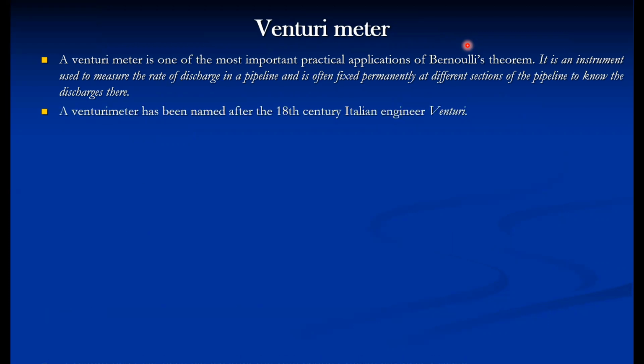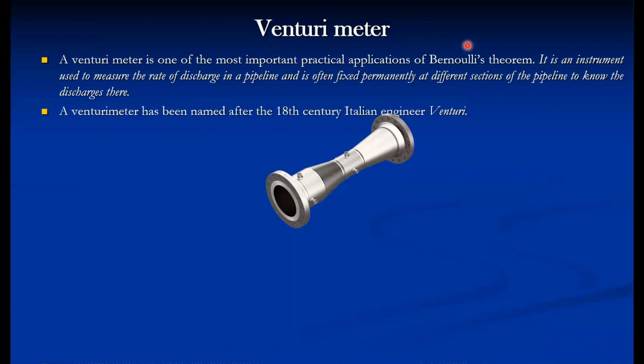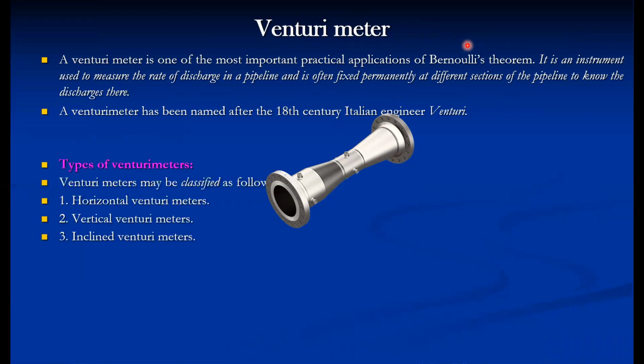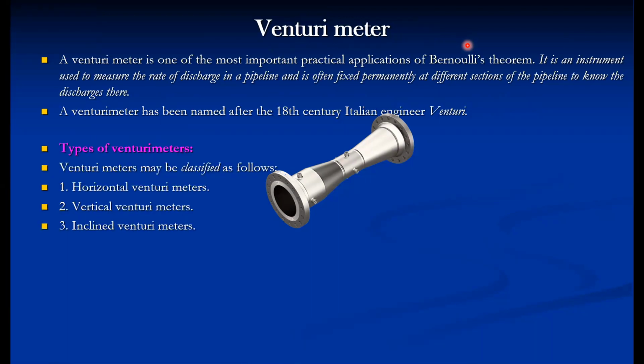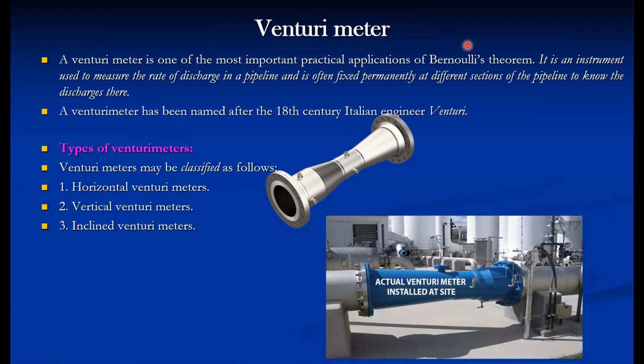Venturimeter has been named after the 18th century Italian engineer Venturi, because he invented this device. There are different types of venturimeter based on the orientation, that is horizontal venturimeter, vertical venturimeter, and inclined venturimeter. This is an actual installation at some sites.